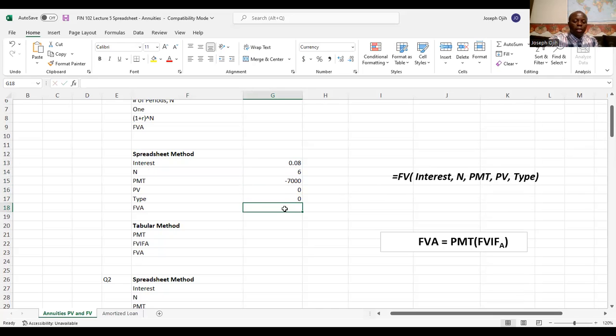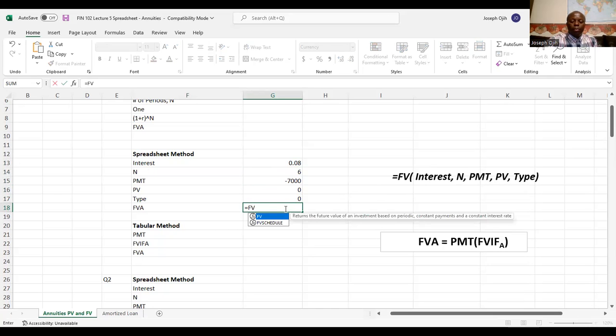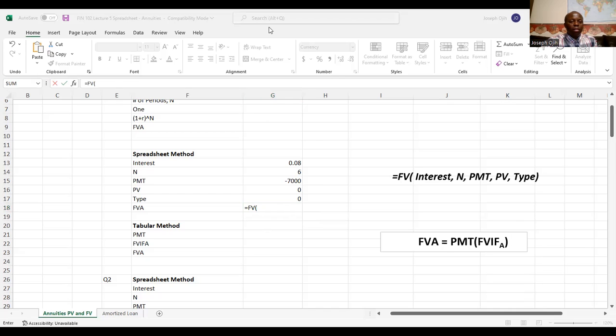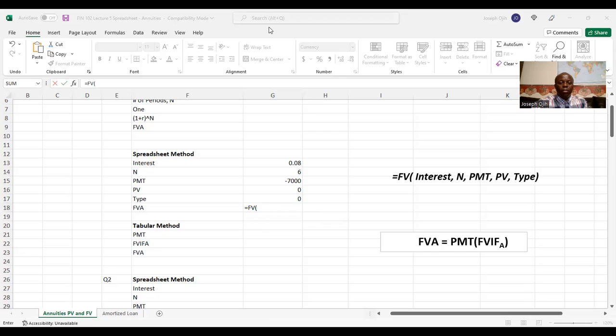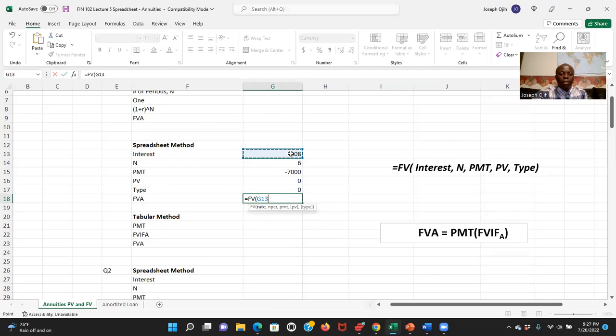Put the equal sign, FV, which is future value. Open parentheses, you can see them right here. Rate. Let me make sure you're seeing this first of all. I think you're seeing it, yeah, good. Rate is 8%, comma. Number of periods is 6 years, comma. Payment is the 7,000, comma. Present value is this, and future value is this one. Close the parentheses and then press the enter key.